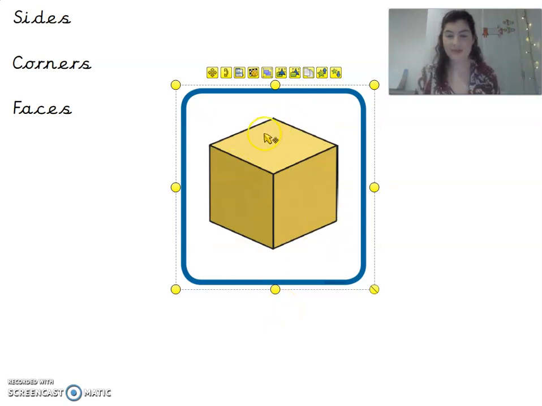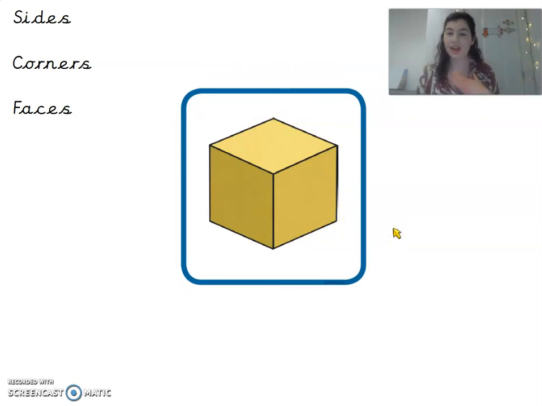What do you think? It's called a cube. My turn, cube, your turn. My turn, cube, your turn. Brilliant, it is a cube. Now a cube is a type of 3D shape. Now I'm showing you a picture, but a 3D shape is a kind of shape that you can hold.